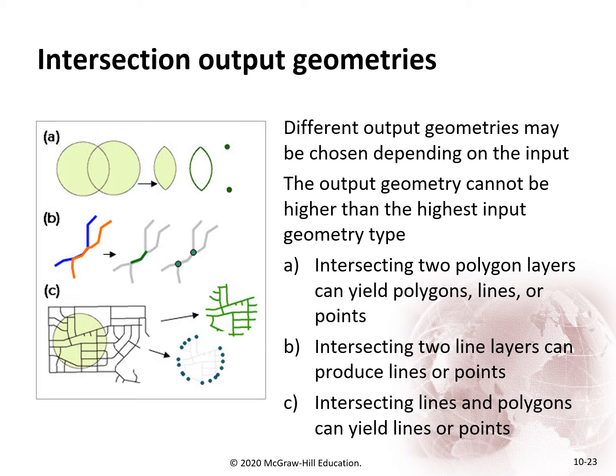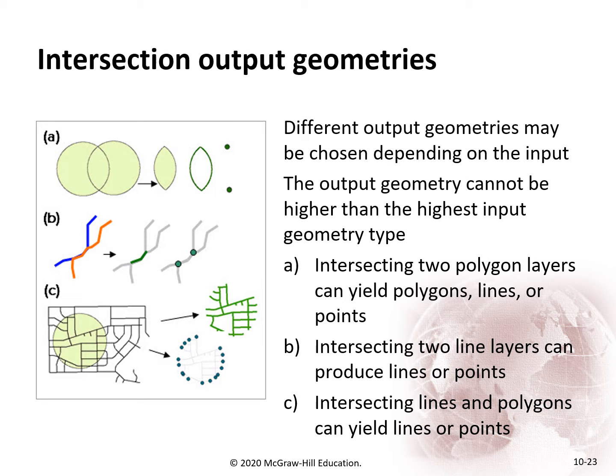What do the outputs look like? Well, it can be a little bit different. Different output geometries may be chosen depending on the input. You join polygons, you can get polygons, lines, or points. You join lines, you can get lines or points. You join points, or you join polygons and lines, you can only get lines and points.